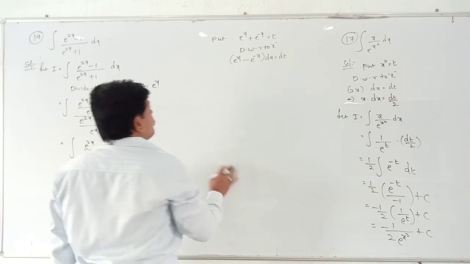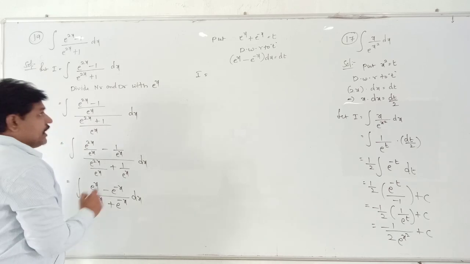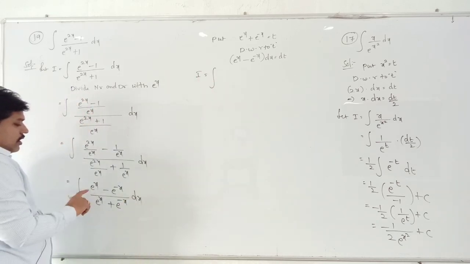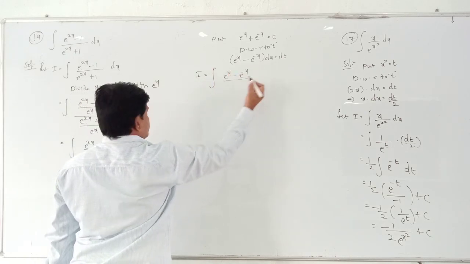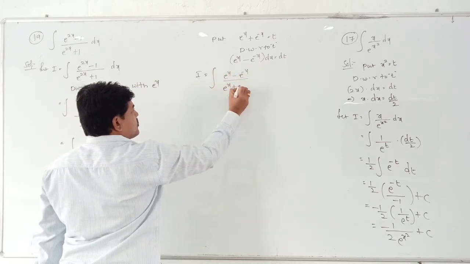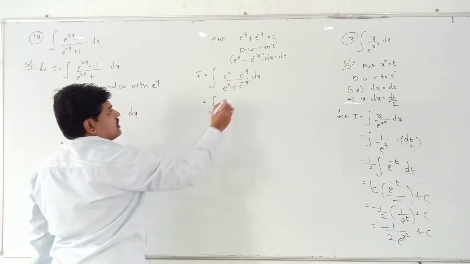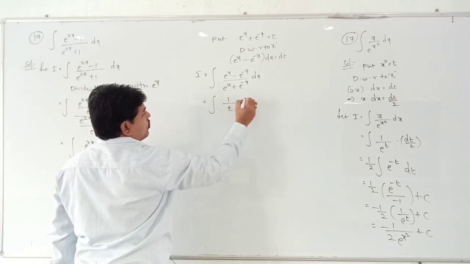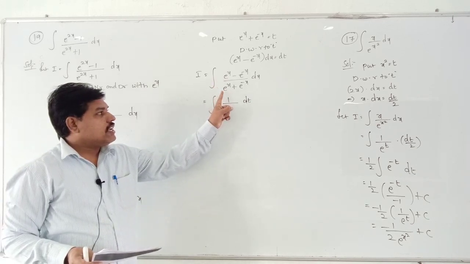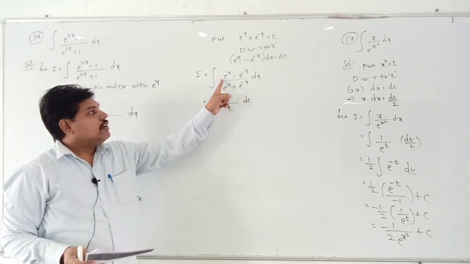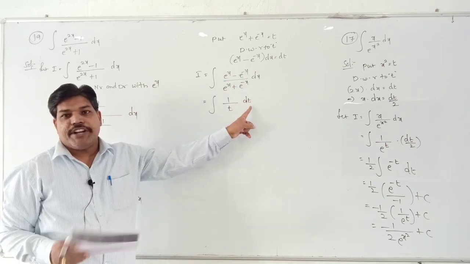So therefore, once again I will substitute. I is equal to, I will continue, the integral of (e^x - e^(-x)) by (e^x + e^(-x)) into dx. So how can you convert this one? This is 1 by t into dt. So 1 by e^x + e^(-x) is t. (e^x - e^(-x)) into dx, the total value, will become dt only.